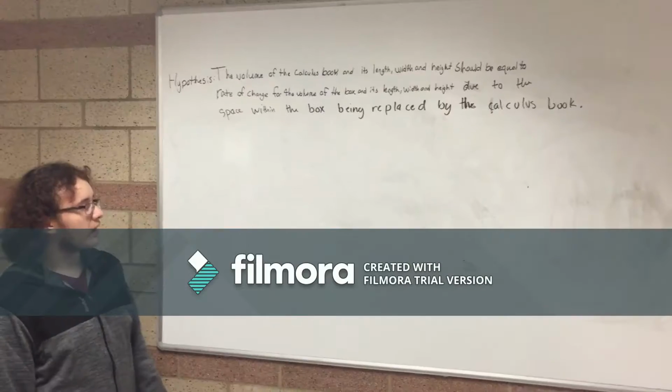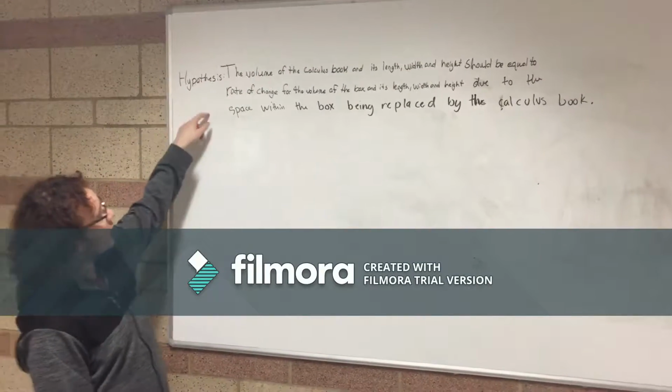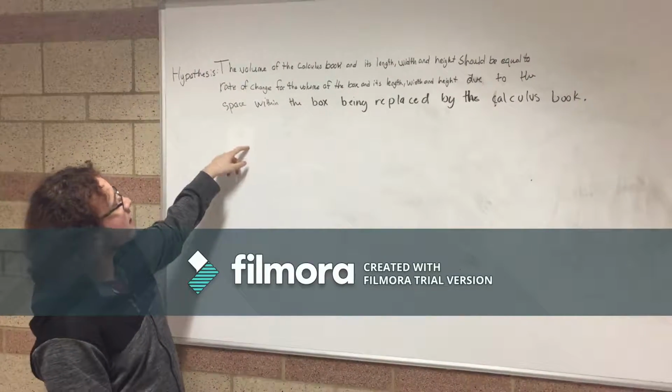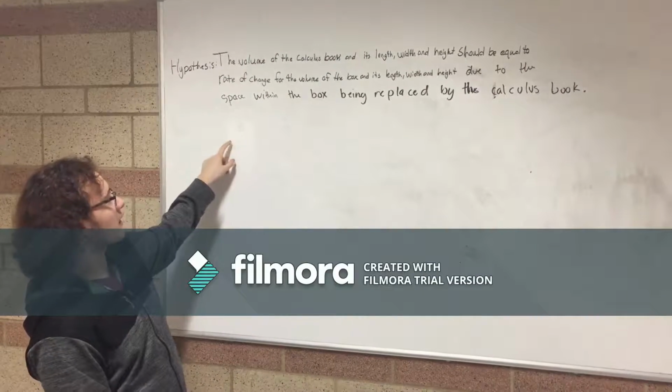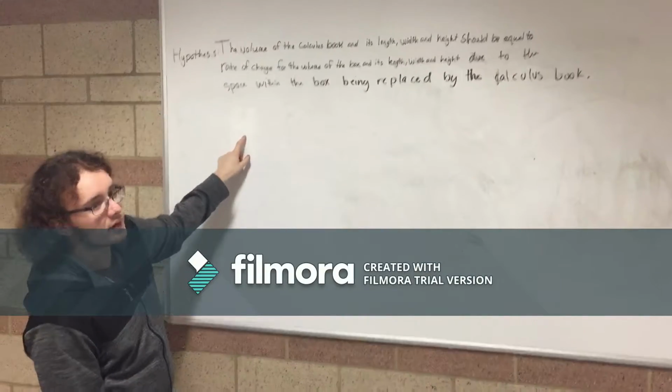and volume is 27,000.48. Also, for our hypothesis, we said that the rate of change of the volume of the box and its length, width, and height should be equal to the volume of the calculus book and its length, width, and height, due to the space within the box being replaced by the calculus book.